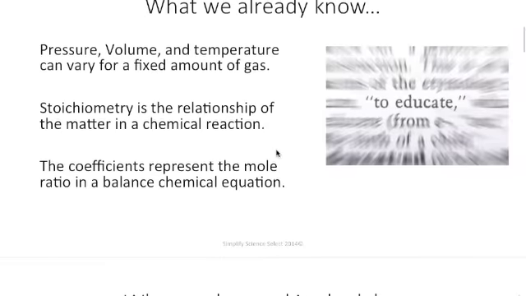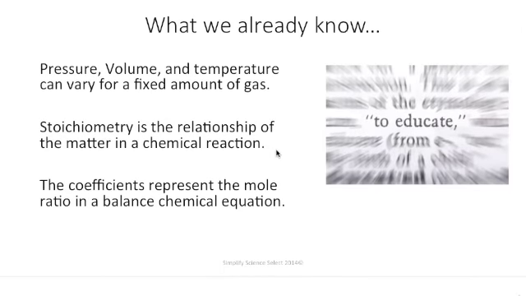So what we should already know is that pressure, volume, and temperature can vary for a fixed amount of gas. We looked at the combined gas law and saw that as we change pressure, volume, or temperature, that affects the gas. They all affect each other. The key word here is that's for a fixed amount of gas.